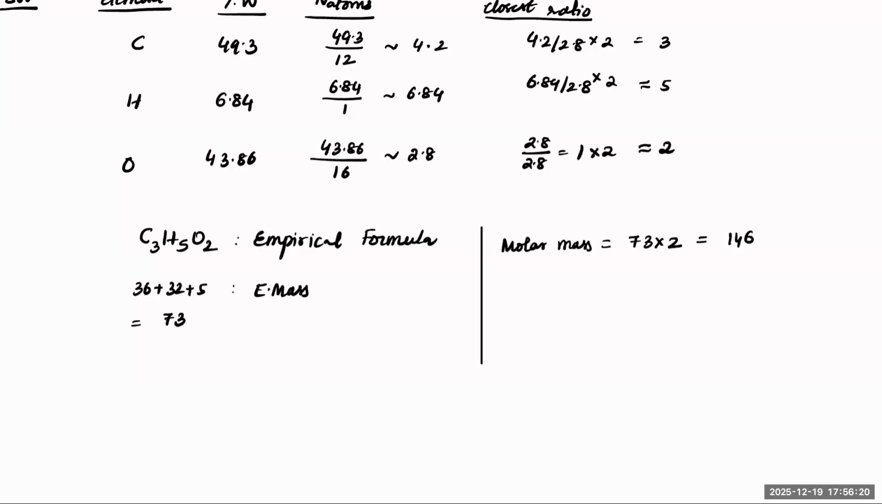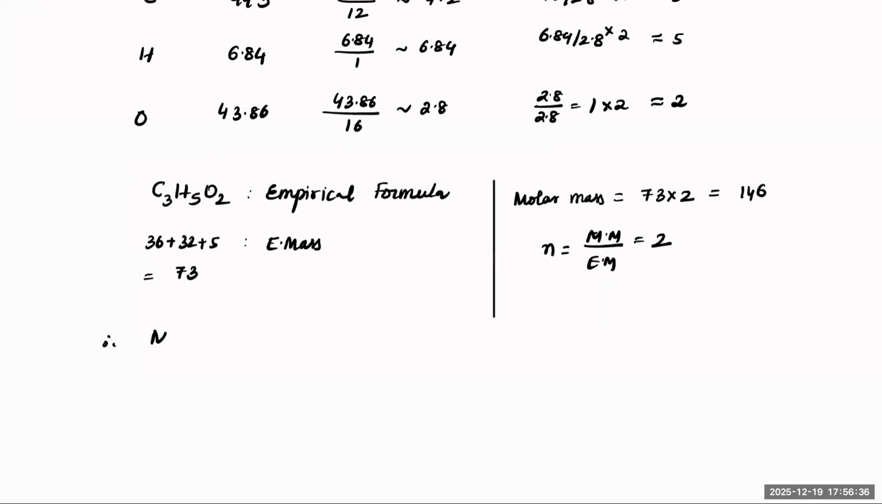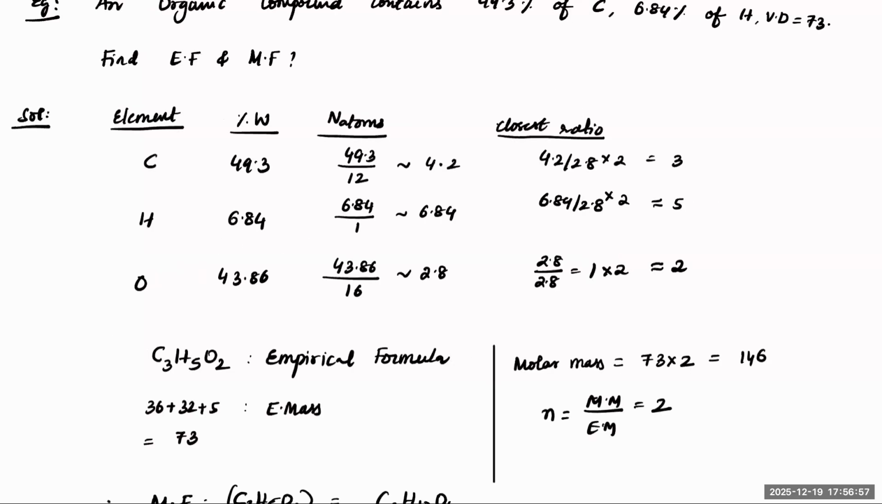Hence, now you notice that the n factor is the molar mass by empirical mass. Molar mass by empirical mass, and that value I'm getting as 2. Therefore, sorry, molecular formula will be equal to C3H5O2 times n, which is C6H10O4. So that's how the molecular formula will be calculated.